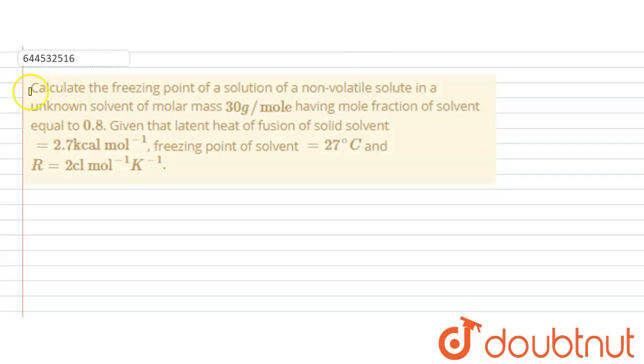Hello everyone. So let's see this question. In this question it is given that calculate the freezing point of a solution of a non-volatile solute in an unknown solvent of molar mass 30 gram per mole. So the molar mass of solvent is given and mole fraction of solvent is given 0.8.